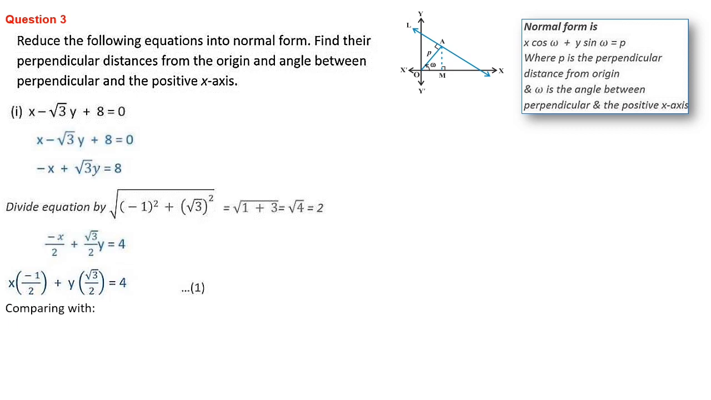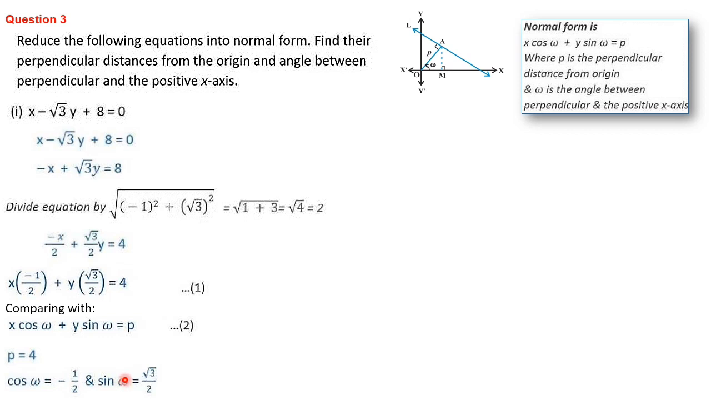Then comparing it with x cos omega plus y sin omega equal to p. This is our general equation. When we compare, x is there. Instead of cos omega, here minus 1 by 2 is there. Instead of sin omega, here root 3 by 2 is there. Instead of p, here 4 is there. So p is equal to 4 we can write. Then cos omega is equal to minus 1 by 2 and sin omega is equal to root 3 by 2.